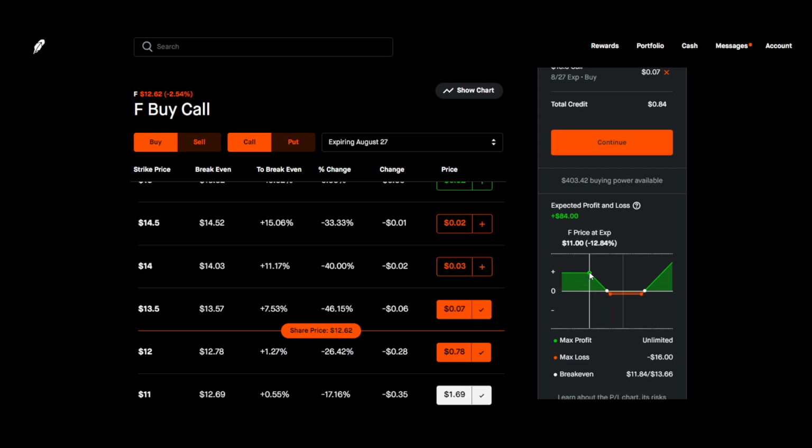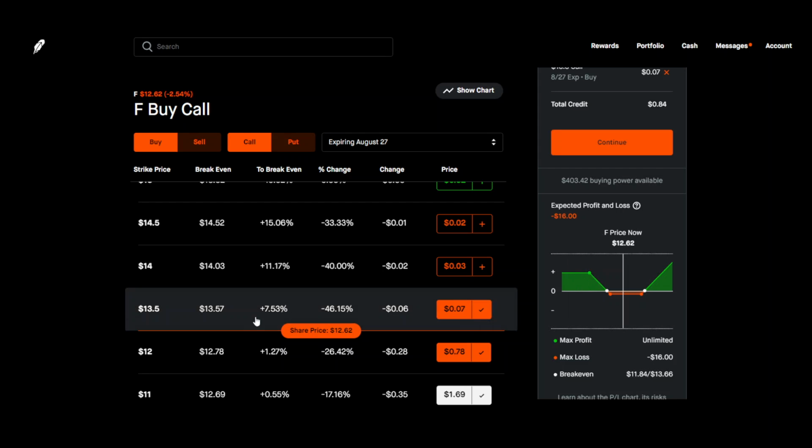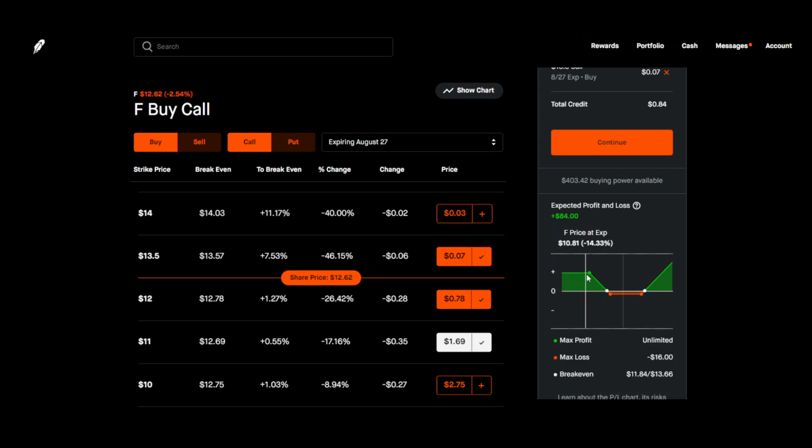And our max profit for the left side, if it were to fall, our max profit will begin at $11 and we'll be at the max profit of 84. And if it starts to rise, then our max profit is unlimited. But it really just depends on how much Ford can move within 10 days. I'm sure it won't get above $14, but if it gets around $14 and you're making 70, 80 bucks, but the max loss right there is $16.